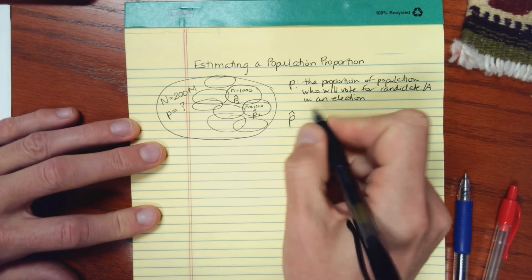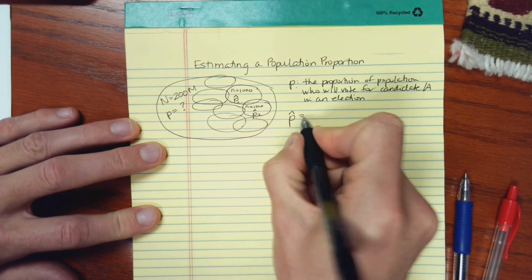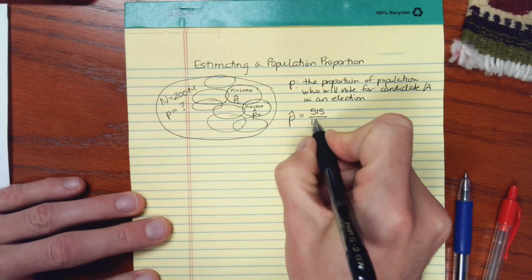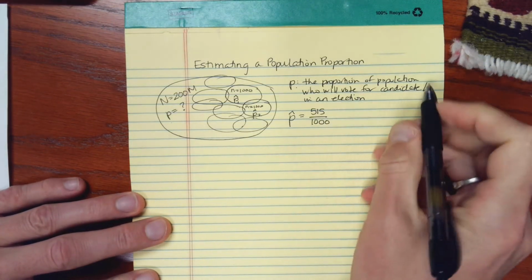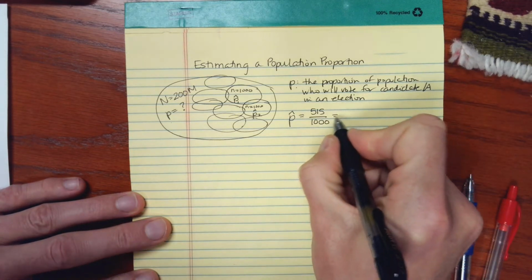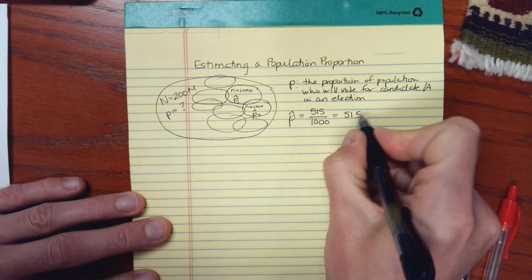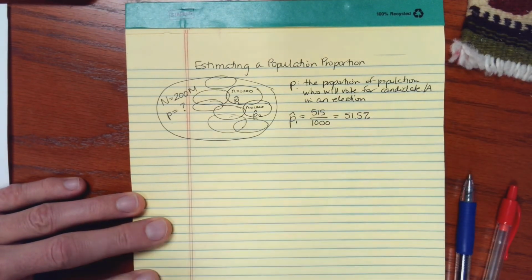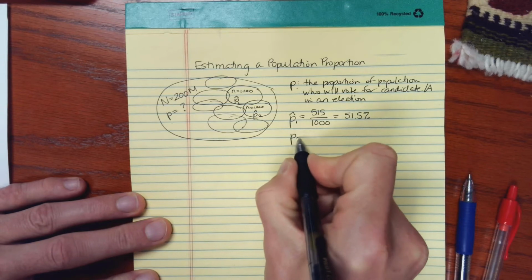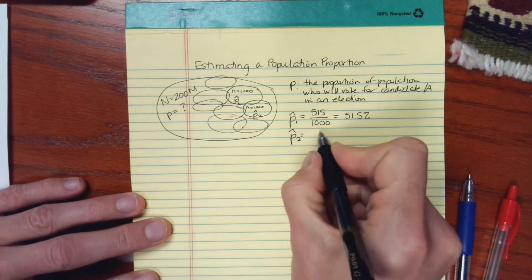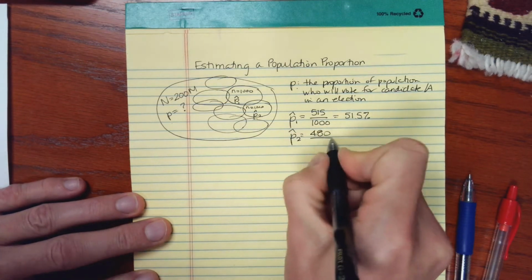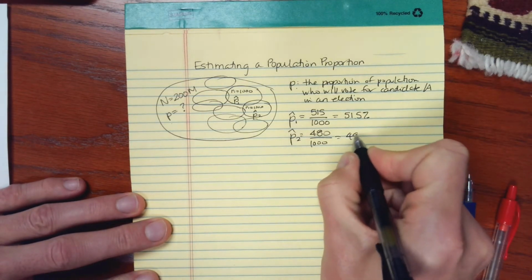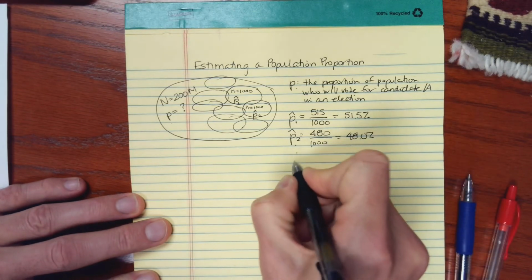So let's think maybe in sample 1, perhaps 515 out of the 1,000 are going to vote for candidate A. So the proportion there would be 51.5%, or if you prefer decimal, 0.515. So maybe that's from the first sample. And from the second sample, maybe 480 intend to vote for candidate A. That's still out of 1,000, so that would be 48.0%, and so forth and so forth.